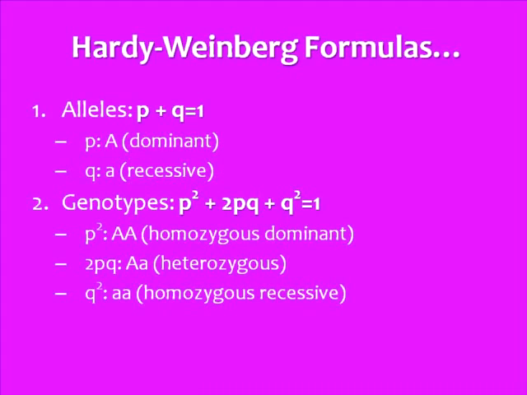When dealing with Hardy-Weinberg problems, there are two formulas that need to be known. The first formula is for alleles, which states P plus Q equals 1, where P is the dominant allele and Q is the recessive allele. The second formula is the genotypes formula, where it is P squared plus 2P times Q plus Q squared equals 1, where P squared represents the homozygous dominant, 2P times Q equals the heterozygous, and Q squared equals the homozygous recessive.